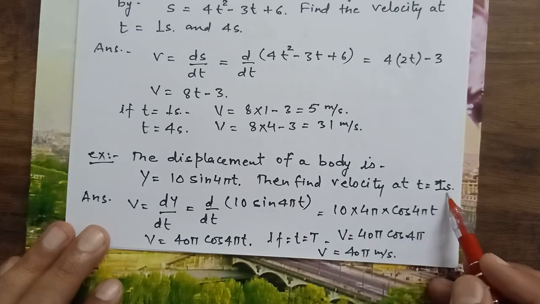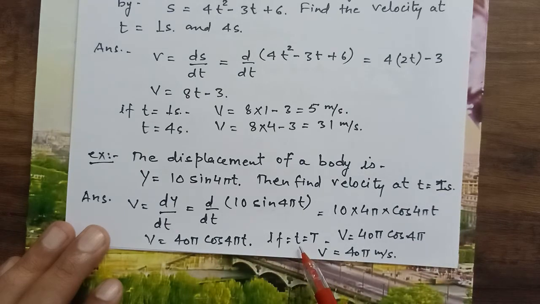So we took t equals 1 second. Simply taking t equals 1 second, you will get cos 4 pi. The value of cos 4 pi is 1. So we got 40 pi meter per second.